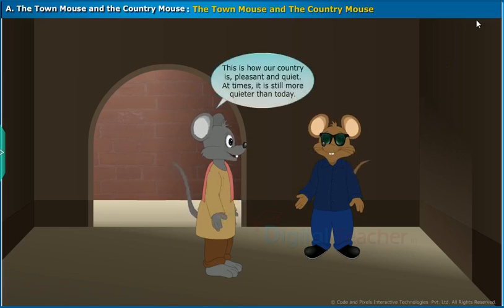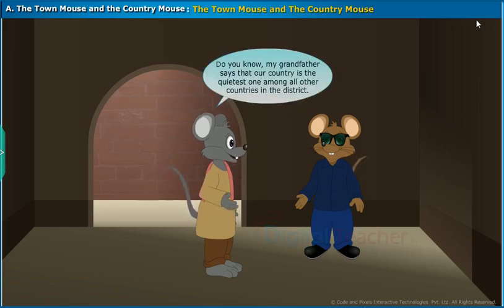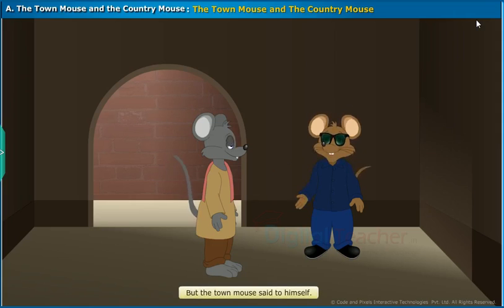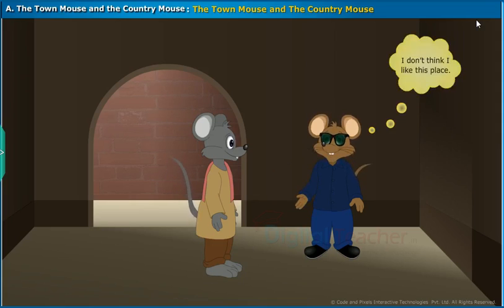"This is how our country is, pleasant and quiet. At times it is even quieter than today. Do you know, my grandfather says that our country is the quietest one among all other countries in the district." "Oh, is it? The country is a very strange place indeed." But the Town Mouse said to himself, "I don't think I like this place."